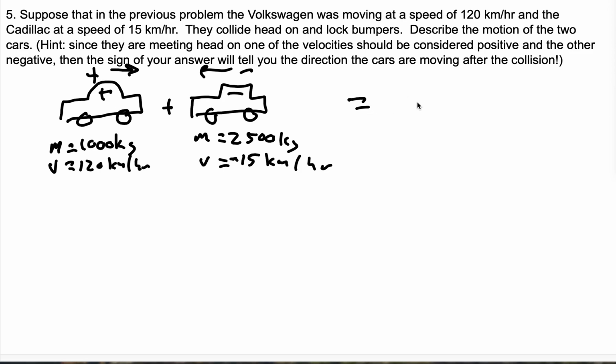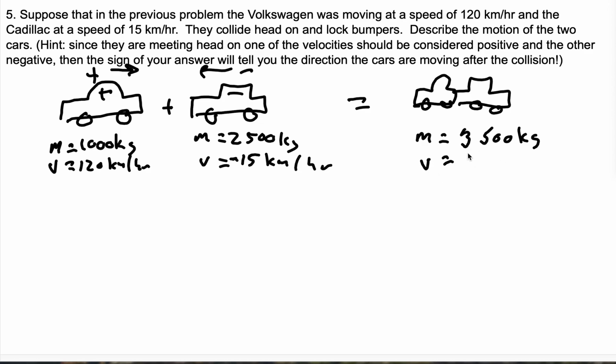Now, after they collide, these two cars are going to lock bumpers. They're going to mangle together. And so when they mangle together, they become one thing. This is like the blow dart lab once again. So because they become one thing, their combined mass would be 3,500 kilograms, because this one had 1,000, this one had 2,500. Now their velocity, that's a question mark. That's what I'm looking for.